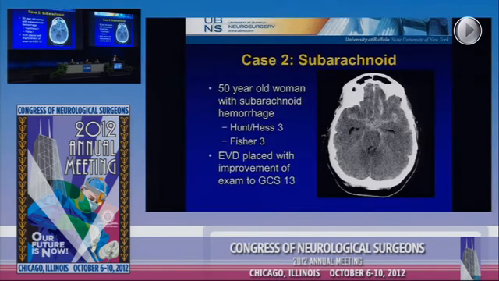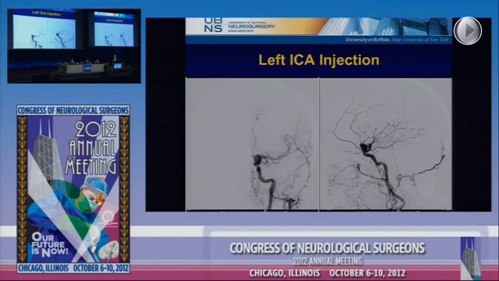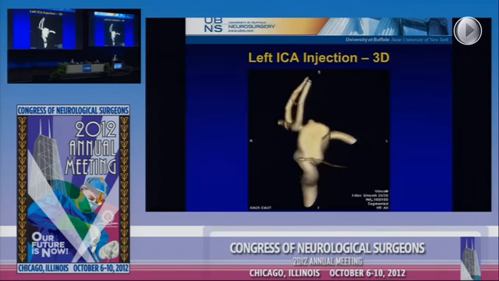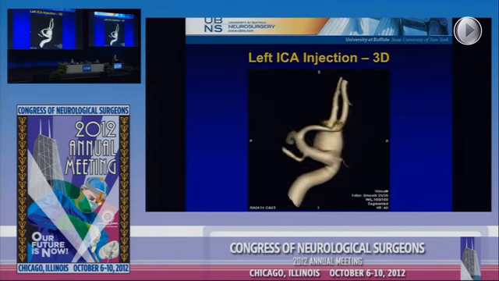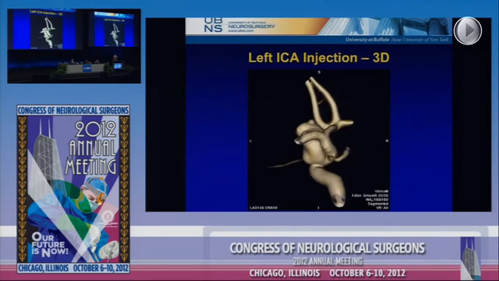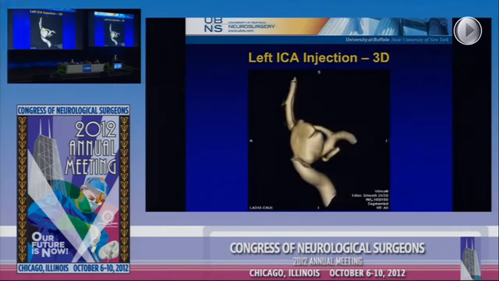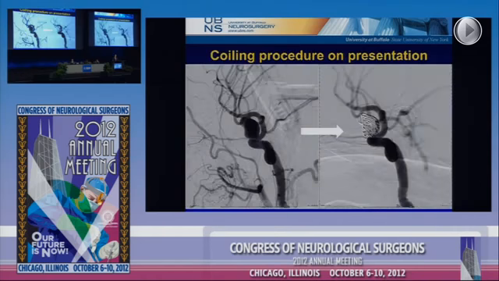So this is a woman with subarachnoid hemorrhage, Hunt-Hess-Fisher 3, with improvement after a couple weeks in our ICU. Next. This is on her initial presentation. She had a coil embolization procedure. Next slides. Oh, sorry. The 3D shows irregular morphology and daughter sac within the aneurysm. This was a rupture. This was after the coiling procedure, which was a couple weeks past now.